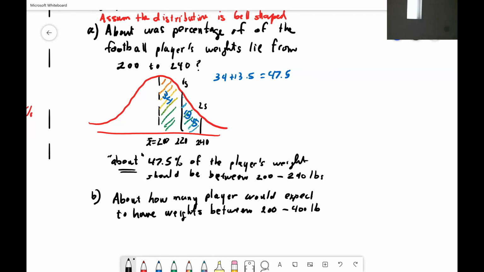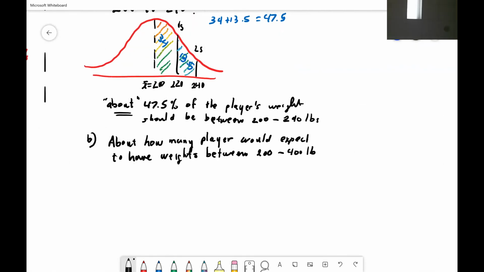And you can't see it because it has to go up. What? It's not seated in? Give it a second. It's gonna say, there you go. It appeared. So it says, about how many players would you expect, pretend I wrote you there, to have weights between 200 to, did I put 400? 240, sorry. 240 pounds.